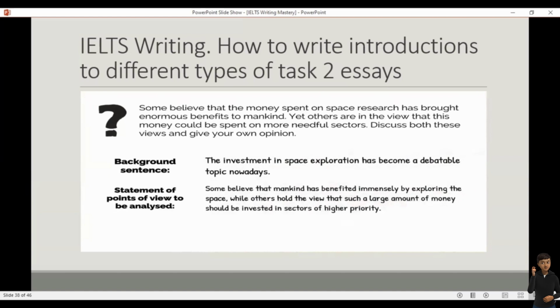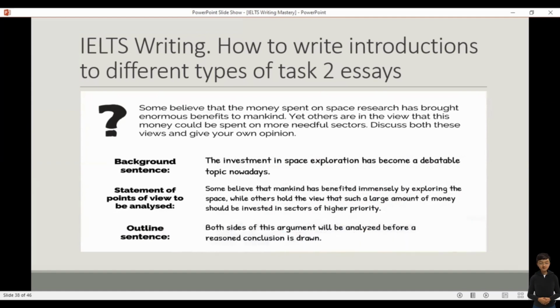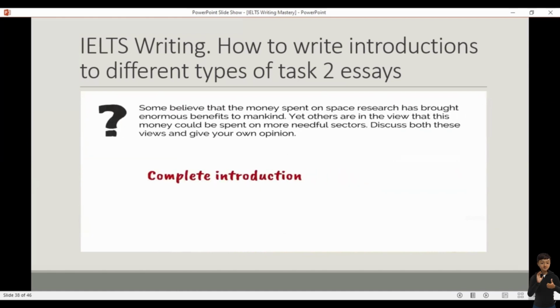Some believe that mankind has benefited immensely by exploring the space, while others hold the view that such a large amount of money should be invested in sectors of higher priority. Outline sentence. Both sides of this argument will be analysed before a reasoned conclusion is drawn. The complete introduction should be as follows.